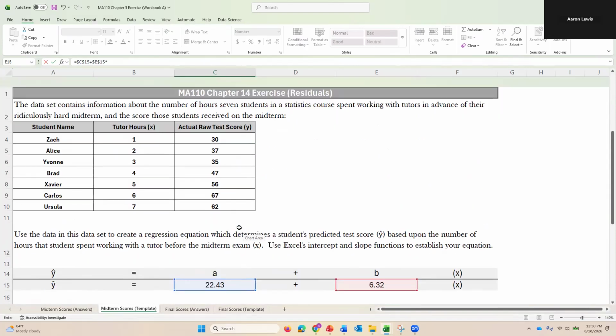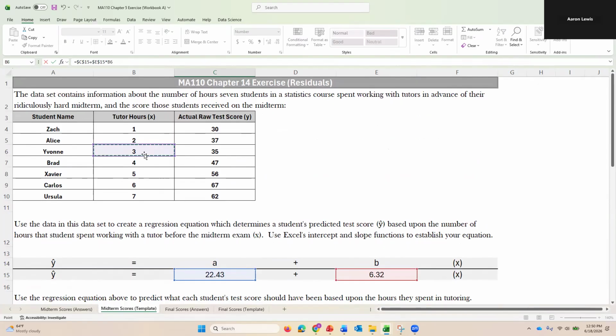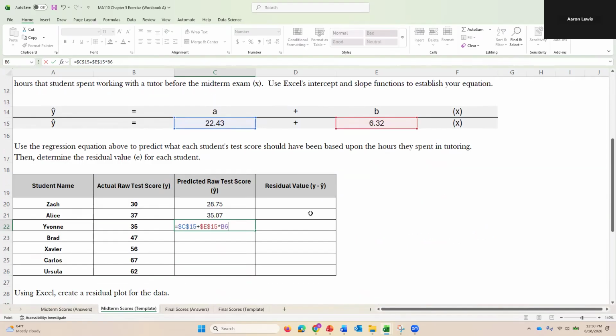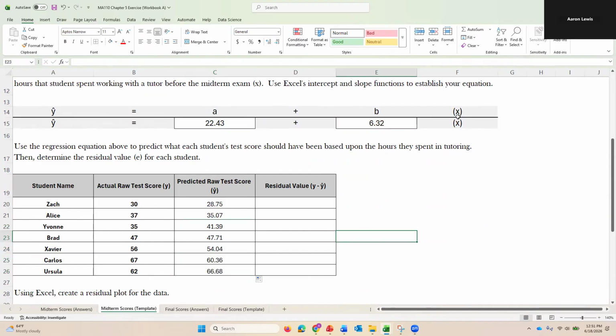So she went to a tutor for 3 hours. And we'll click on that 3 in cell B6 that I have over here. I don't want to make that absolute because I want it to change to drag down one spot for each person that I have. I hit enter. Yvonne's is going to be a predicted score of 41.39, and now I can use this fill handle to fill in each respective student's value of X into this existing formula that we have up here. And we see that Brad is predicted to get a 47.71. Xavier was predicted to get a 54.04, Carlos a 60.36, and Ursula a 66.68.